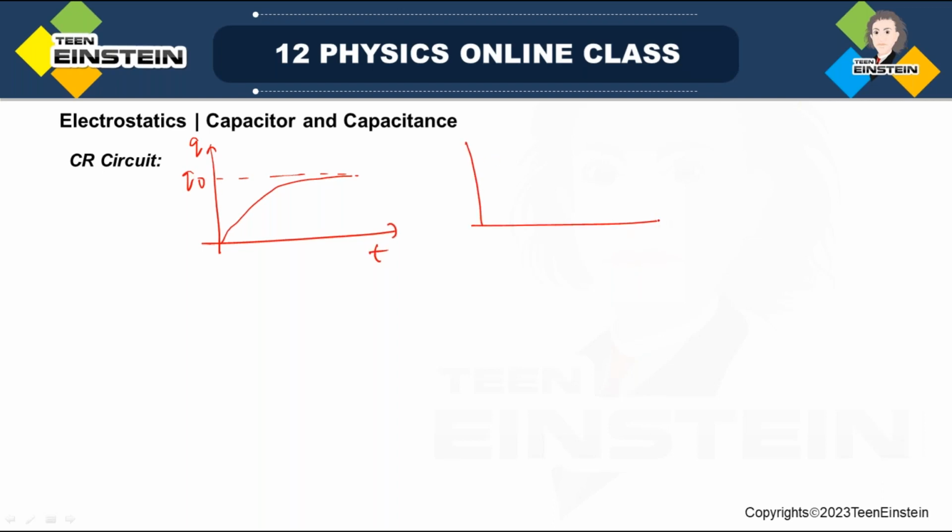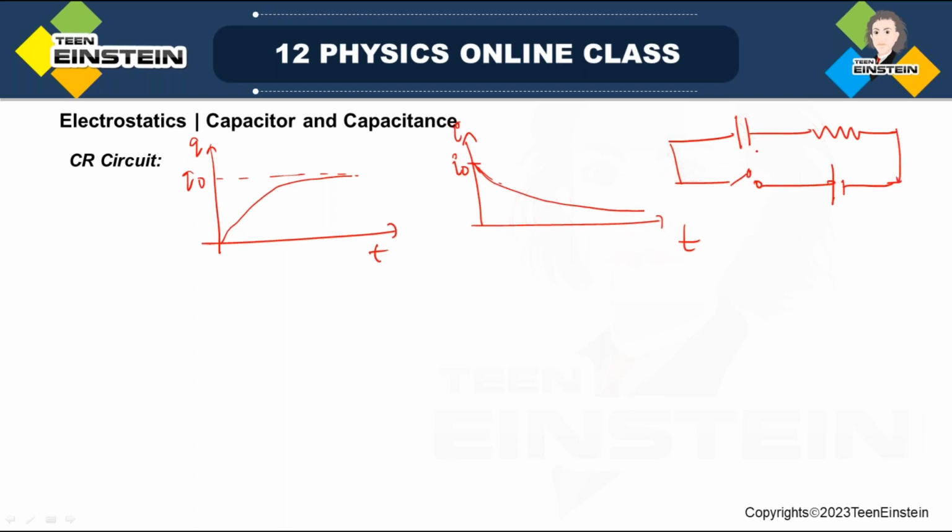How is the current varying during charging of the capacitor? Initially it will be maximum, then it will decrease like this. This is the maximum current I0, this is I, and this is T. Now, how do the voltages across C and across the resistor vary? Suppose VC across C and VR across the resistor.